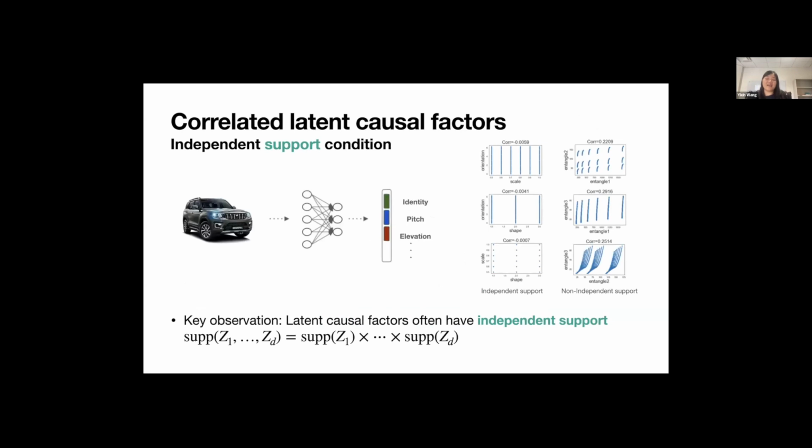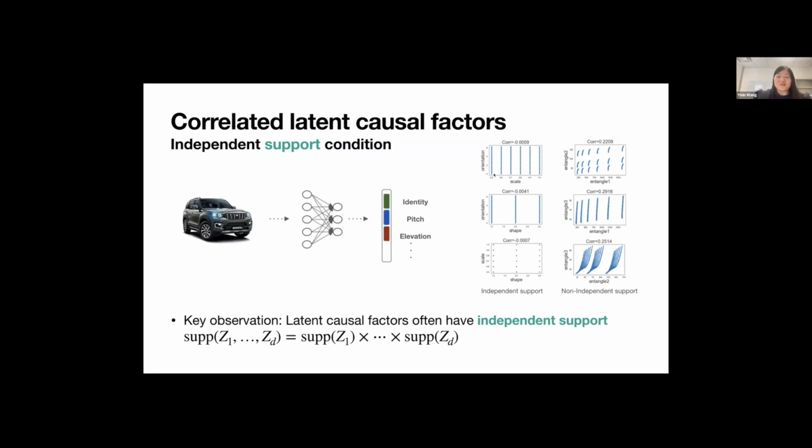The key observation we had is that latent causal factors often have independent support. This came out of going back to the disentanglement dataset, disentanglement lib, where we have all of these labeled features from all of these images, including the cars and balls and other datasets. We were just asking what characteristics these ground truth latent causal factors really have. The first thing we did was to make a scatter plot, and a lot of the scatter plots look like this. We gave this a name: independent support.